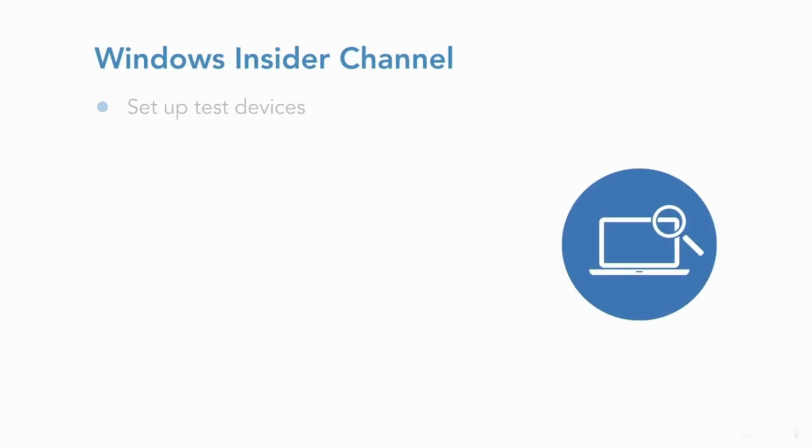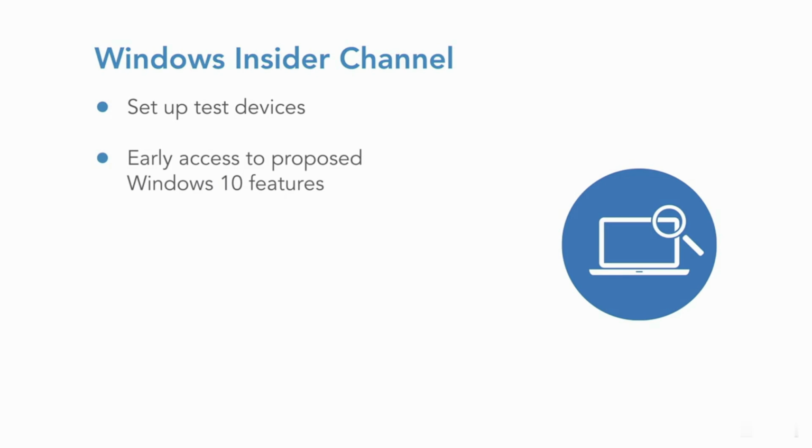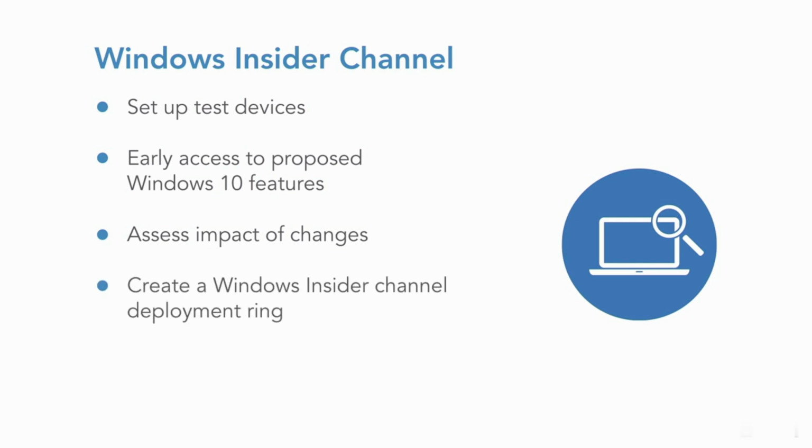The Windows Insider channel allows you to have early access to proposed new features. These are called Windows 10 Insider Preview builds. This should provide you with plenty of time to test and assess new features so that you can quantify what, if any, impact they'll have on your organization. To do this, you need to create a deployment ring where the channel is set to the Windows Insider channel and then assign your test devices to this deployment ring.